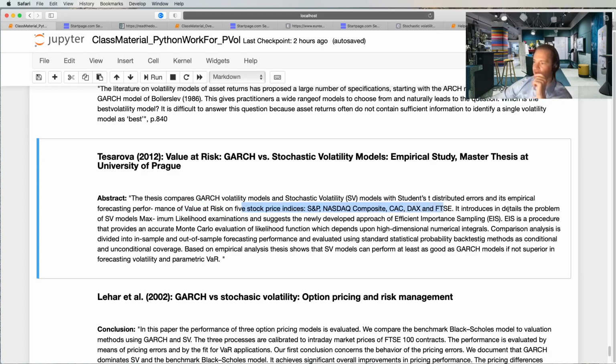Okay, it introduces in detail the problem of SV models, maximum likelihood estimation. Exactly, as I said, we cannot estimate that with SV. We have to use the Kalman filter and suggest the newly developed approach. Okay, he uses a Bayesian approach. I will teach you a simpler one. Okay.